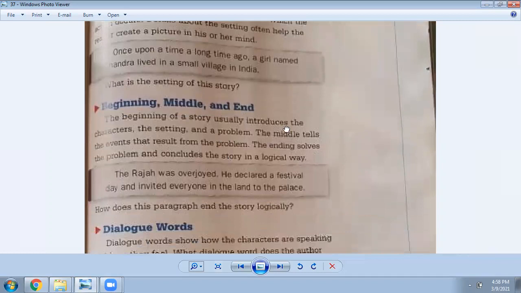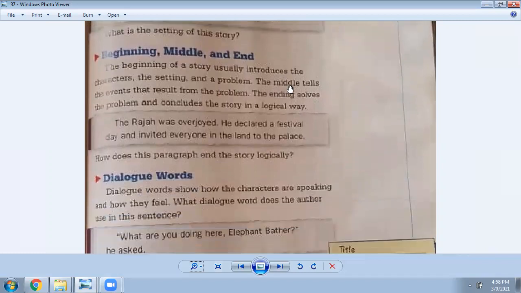The beginning of our story tells us who our characters are, where our setting is, and what the problem is. The middle of the story develops that problem. It tells us what happens. What is the problem? What has happened with the problem? What is going to happen with the problem? And the ending tells us how we fix our problem. Okay? So this is how we start. We introduce the character, setting, and problem.